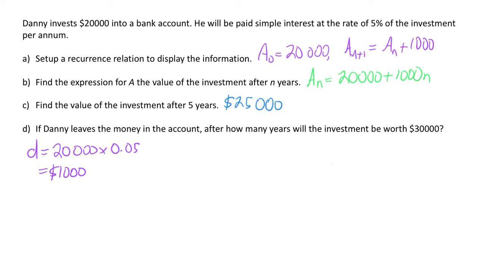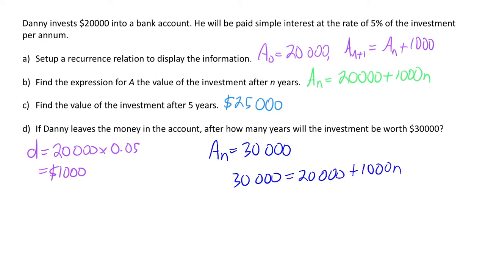So having a look at the last part of the example, if Danny leaves the money in the account, after how many years will his investment be worth $30,000? So I can use the rule again, An is equal to 20,000 plus 1,000n to be able to do that calculation. But this time I'm going to substitute in An is equal to 30,000, because that's the value of the investment in the future that I am looking for. So 30,000 is equal to 20,000 plus 1,000n. And that gives me an equation that I can go ahead and solve, because I've got one unknown value.